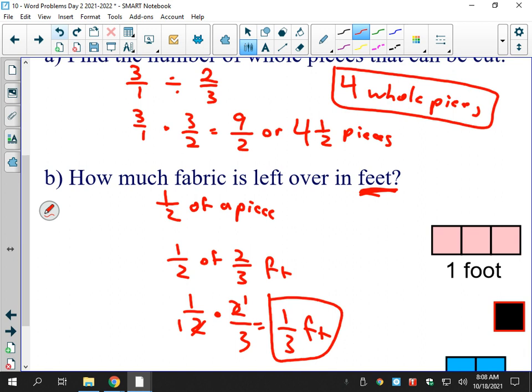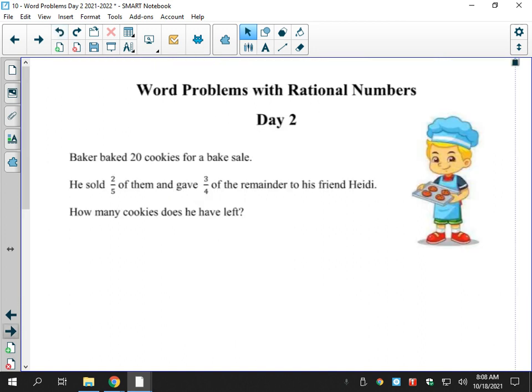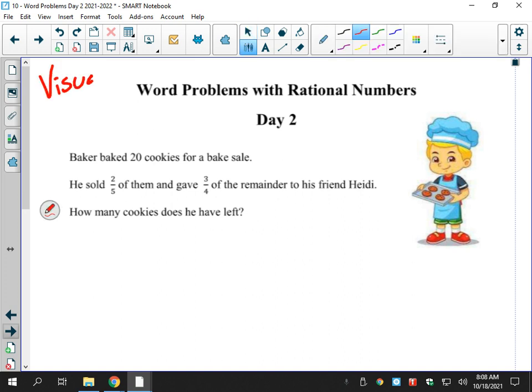Okay. Now, our next style of word problem, working with whole numbers in these contexts, we're going to take 3 different approaches. Our first approach, I like to think of more of as a visual approach using kind of bar models. So Baker baked 20 cookies for a bake sale. He sold 2/5 of them and gave 3/4 of the remainder to his friend Heidi. How many cookies does he have left?